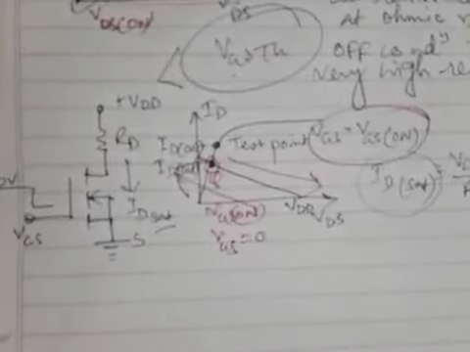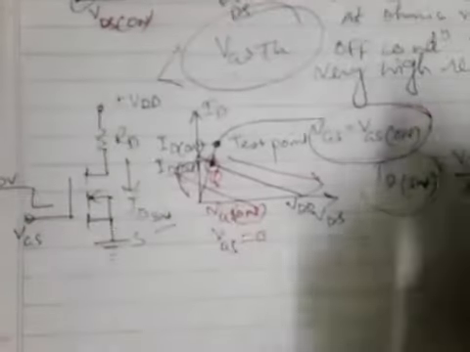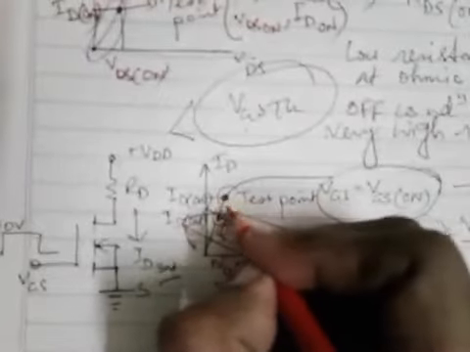So we can say that the Q point will move on the DC load line based on the condition VGS equal to 0 or VGS equal to VGS on. VGS on means it is on condition, and VGS equal to 0 means it is off condition. That means the position of the Q point will indicate the working of MOSFET as a switch. Now another important thing from this characteristic curve is that this Q point is lying below the test point. Test point is shown over here.